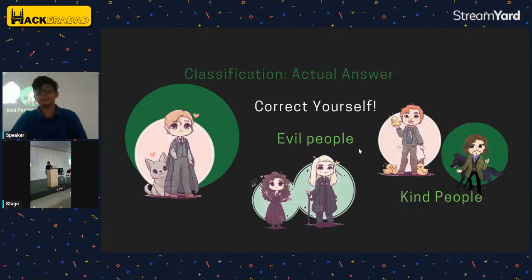Next. Correct yourself. I have to correct myself. Those two light green guys are the bad people, and those two guys are the kind people. I think the last two people who said the answers, gave the correct answers, I think they watched Hollywood movies. This is cheating. It's a clear knowledge and data. It's okay, it's okay.